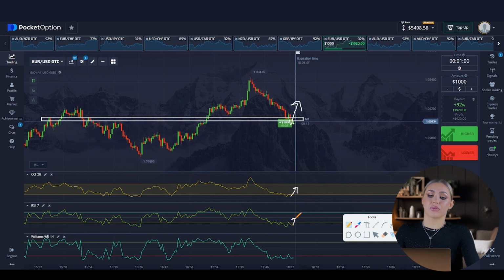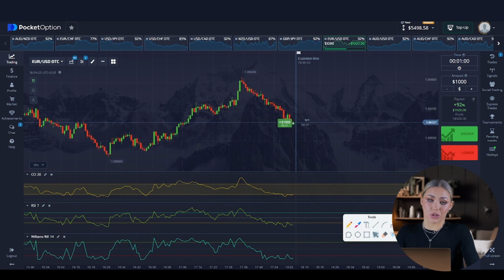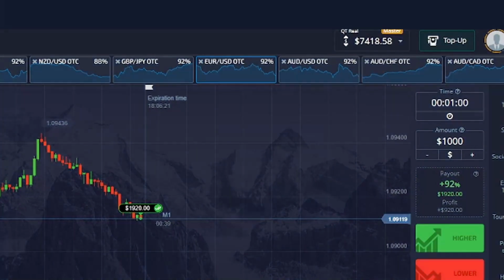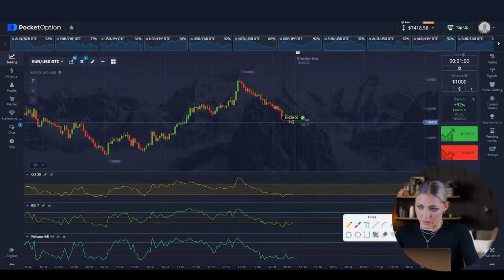Firstly, the chart is now near a support level that has worked well in the past, holding back the price movement, and it should do so now. Secondly, look at the indicators. The readings are coming out of the oversold zone, which only strengthens my analysis for further price growth. Let's get back to the trade, lock in the profit, and move on.